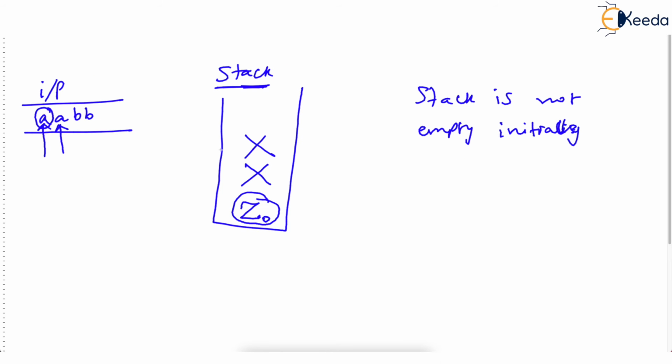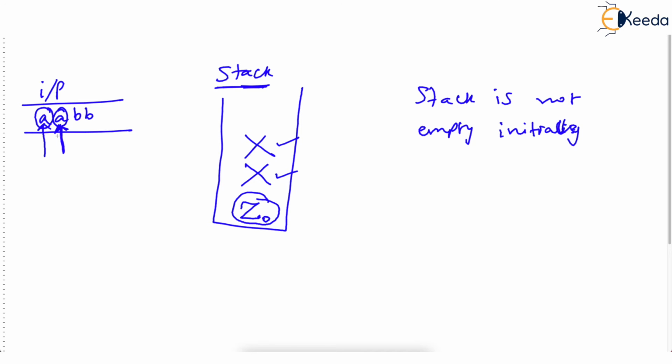Now, why are we doing this? We are doing this because on reading a, we want to remember that we had read a, that we had encountered a. And how are we remembering it? By pushing X 2 times. These 2 occurrences of X are a track kept, an account kept, that we got 2 a's in the past.